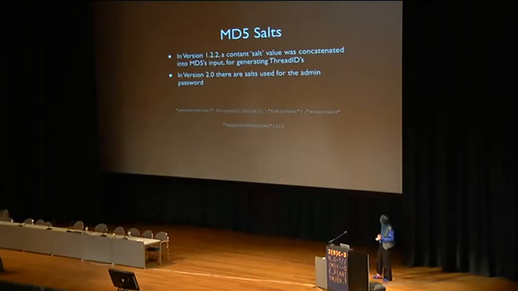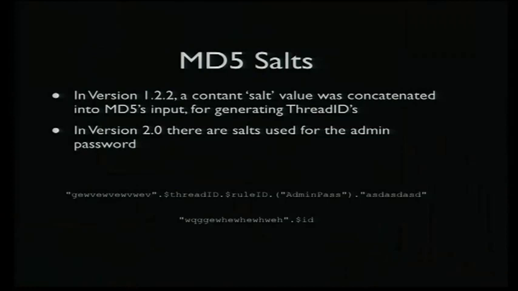The exploit kit figures out with the GeoIP stuff where they're coming from, and if it's from a targeted country, then they'll send the exploits, and if not, they'll just redirect them to Google or whatever. So in version 1.22, Ponch added a salt that was concatenated onto the beginning of the thread ID, and then in version 2 there were also a couple of salts added for the admin password and stuff like that.